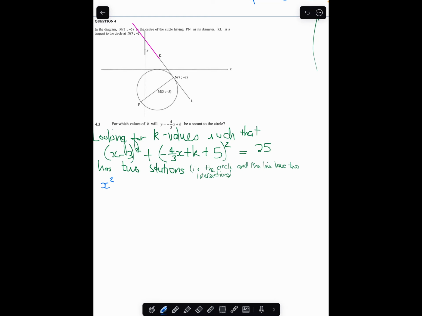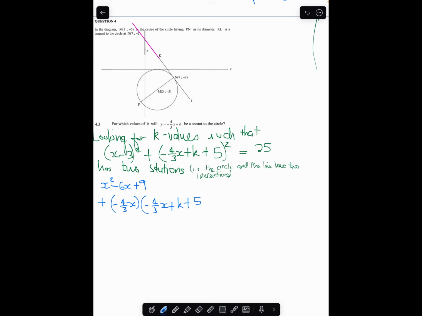X squared minus 3x minus 3x, and then minus 3 times minus 3. Okay, and then for this one, there is a lot of multiplication going on here, so I'm just going to split it up. I don't even think it's going to fit on one line, so I'm just going to take control of the situation. So we're going to multiply this with the whole bracket.